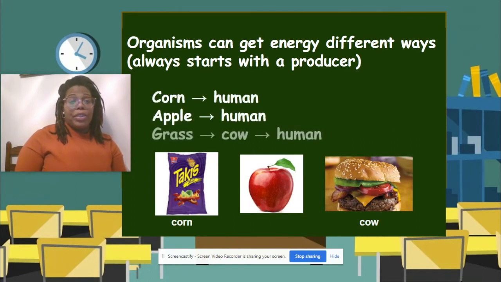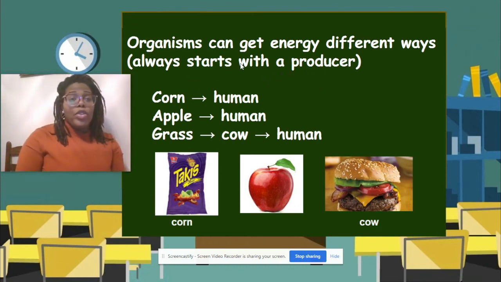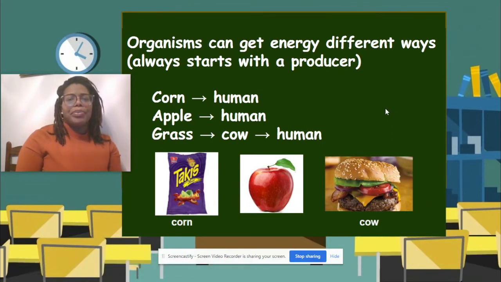So we had 3 pictures in the beginning. We had Takis, we had an apple, and a cheeseburger. As organisms that are consumers, we can get our energy many different ways, and each of those ways can create its own food chain. For example, we can have corn to human when we're eating Takis. We can have apple to human when we're eating an apple. Or we could have grass to cow to human if we're eating a cheeseburger that comes from a cow.